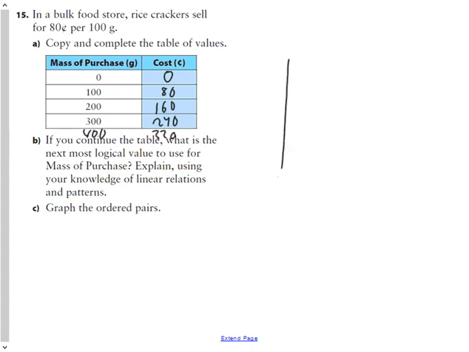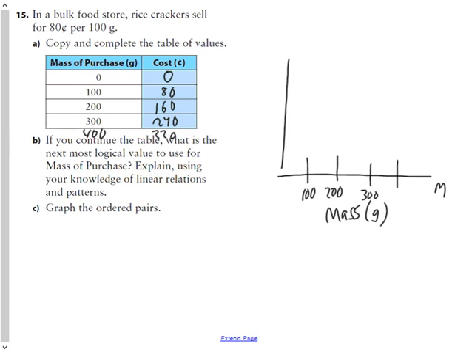I'm graphing the ordered pairs. We're going to put mass here, and we're going to say it's in grams. So we're going to say 100 grams, 200 grams, 300 grams, and 400 grams. And then we're going to say cost in cents. So it would be 80 cents, 160 cents, 240 cents, and 320 cents. There's our graph of our points. And there's our line.